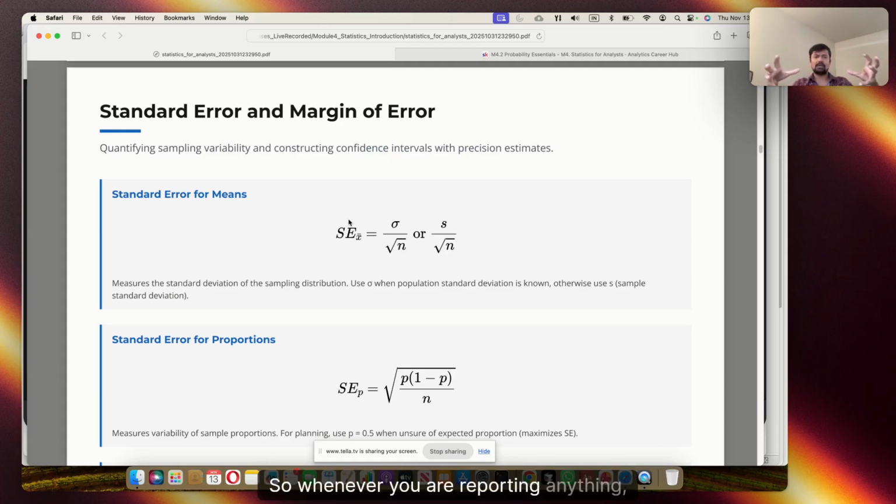So whenever you are reporting the mean value, you can report this standard error also, showing how much it can go up and down based on the data that you have provided.